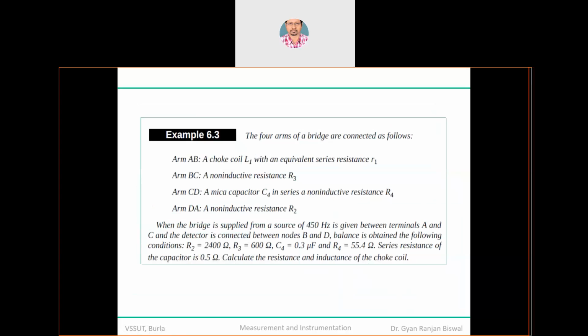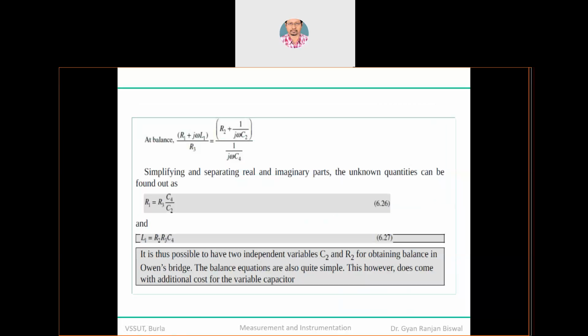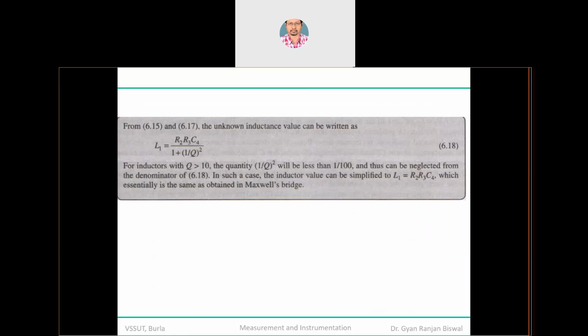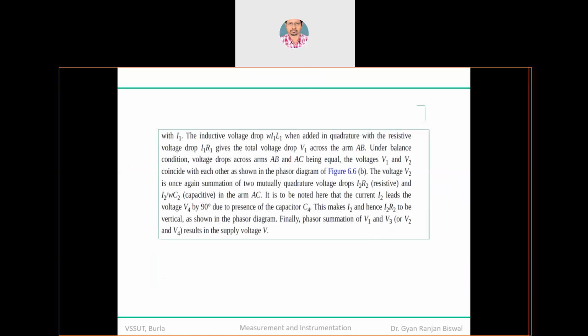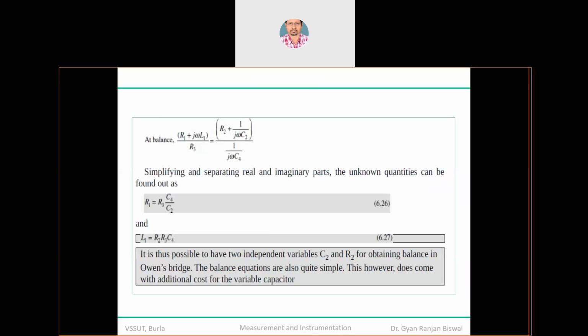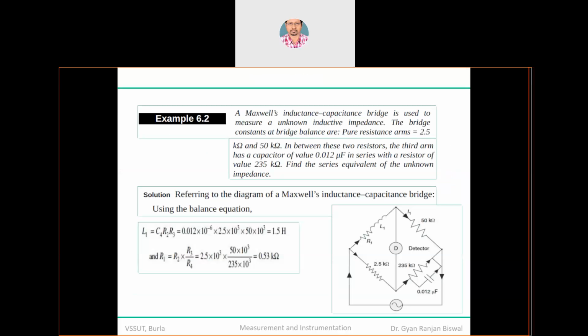So in the Hay's bridge, the advantage you are getting is a higher Q factor, but the mathematics is very complicated. In the case of the Owen's bridge, the construction is very simple. Mathematically, the evaluation is very simple, and it is also free from frequency variations. Clear? That is the advantage you are getting with the Owen's bridge, and that is the end of the measurement of unknown inductance in today's class.